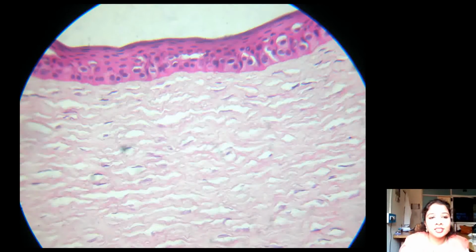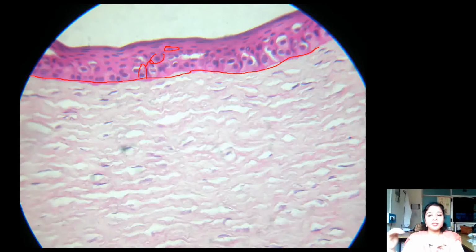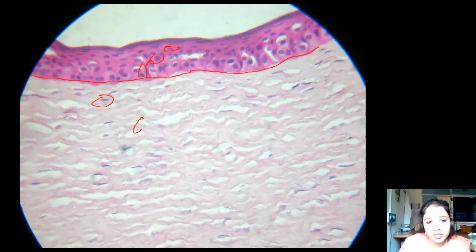So here we can easily identify the outer stratified squamous non-keratinized epithelium. I am drawing a line over the outer limit, and we can see the nuclei of columnar cells, nuclei of cuboidal cells, and these flat cells are the nuclei of squamous cells. So it is stratified squamous non-keratinized epithelium. We can even appreciate some fibroblast cells and bundles of collagen fibers.